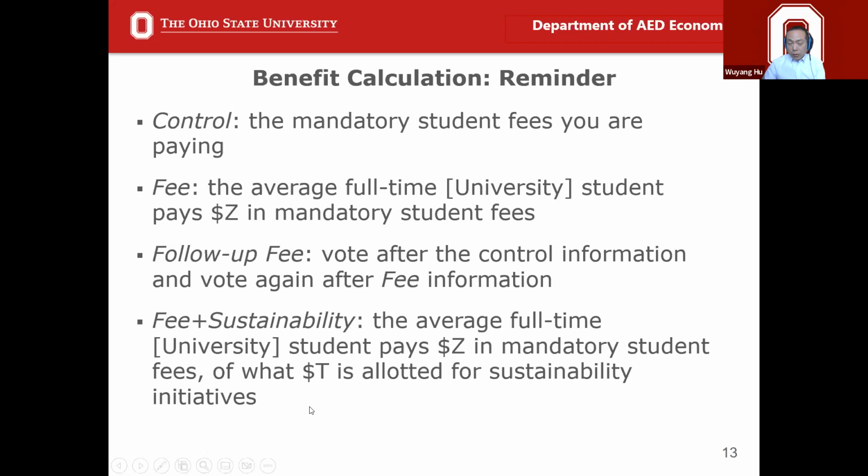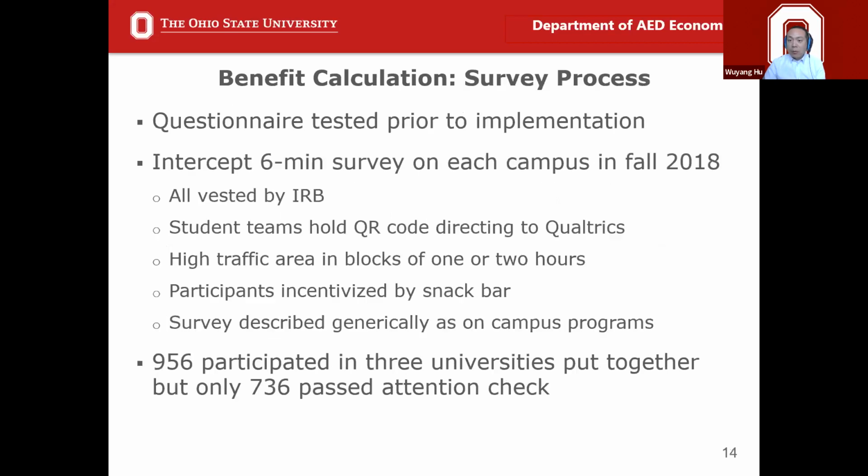And the fourth treatment is we let them know the mandatory student fees they're paying, but also we let them know the green fee, in short, the sustainability initiative fee they're paying. At the time of study, LSU charges $2, Kentucky charges $4, and OSU charges $0. So we let people know the information and want to see how people behave differently under the information.